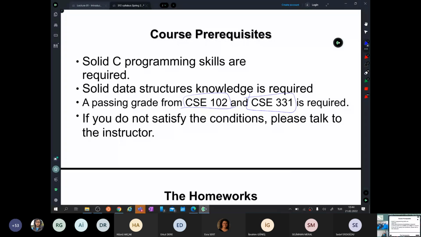that doesn't mean that you are going to get a pass in the middle of the semester. And if they figure out that you did not pass these courses, they will automatically drop this course for you.